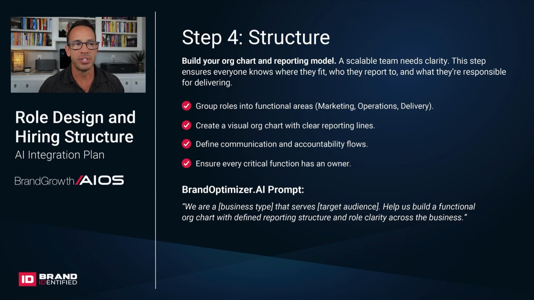So step number 4 is to structure, and that is build your org chart and your reporting model. A scalable team needs this clarity. This step ensures that everyone knows where they fit, who they report to, and what they're responsible for delivering. So group your roles into functional areas like marketing, operations, or delivery. Create a visual org chart with clear reporting lines. Define communication and accountability flows, and ensure that every critical function has an owner. And then I've given you another BrandOptimizer.ai prompt for step number 4.